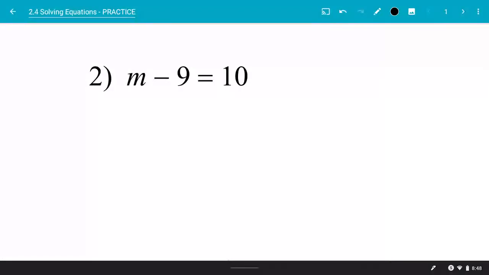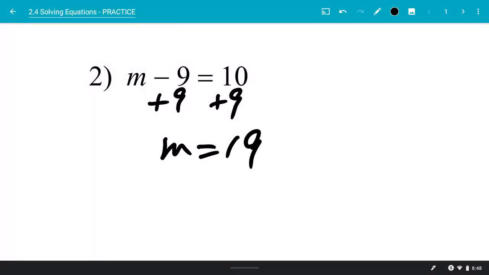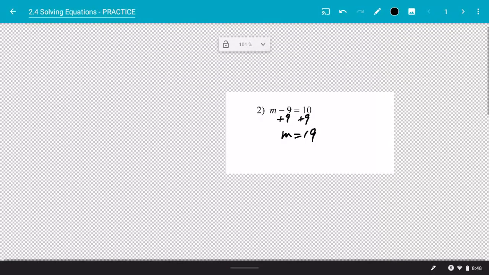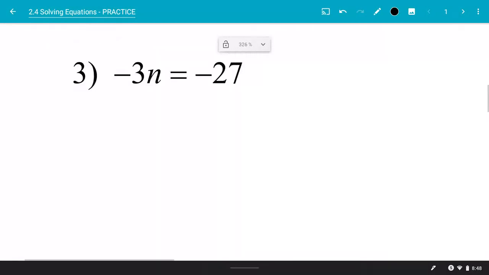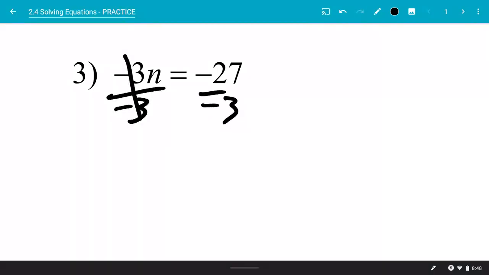Ready? M minus 9 equals 10. I would cover that up. Plus 9, M equals 19. Oh, these are easy. One-steppers. Right, Mr. Stein? That's easy, right? What do I do here? Divide by? Why negative 3? Because it's with the variable. N equals 9.